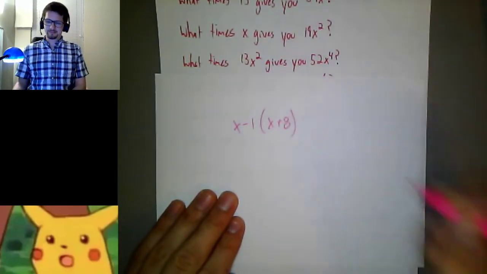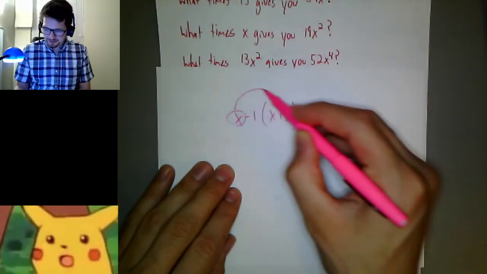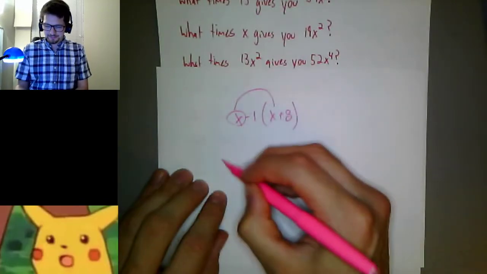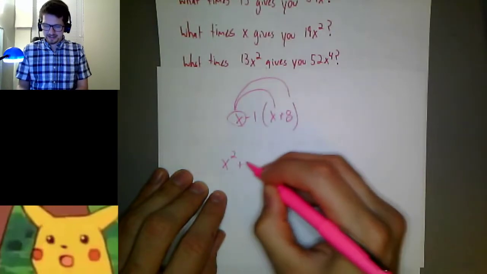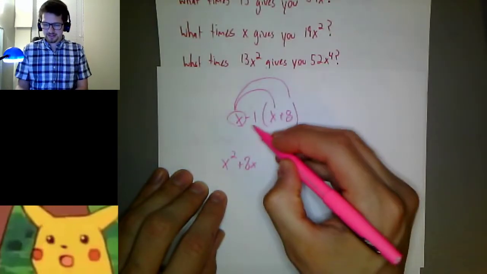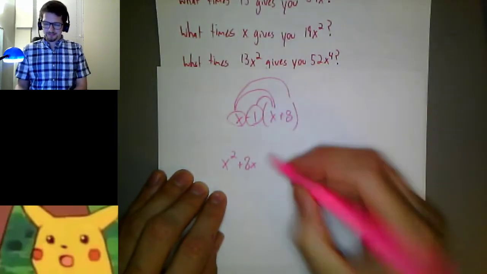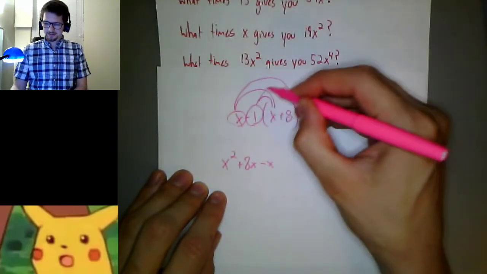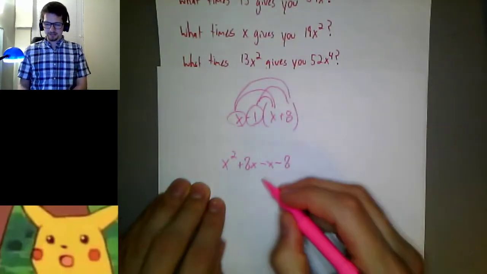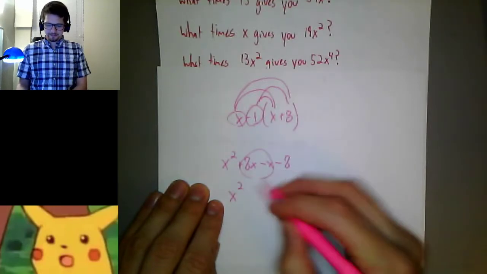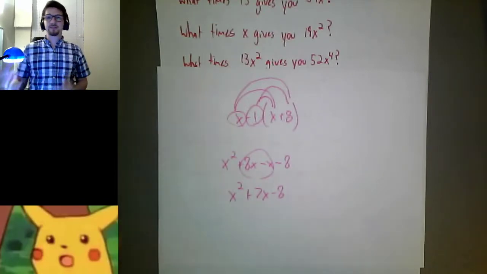X plus 8. What I do is, starting with piece number 1, I fish for 1. X times x, x squared. Then I fish for the second one, x times 8. That gives me 8x. Then I do the second piece, negative 1. I fish for the first one, negative 1 times x, negative x. Negative 1 times positive 8, negative 8. Add my like terms in the middle. I get x squared plus 7x minus 8. That's my method. I prefer the fishing method.